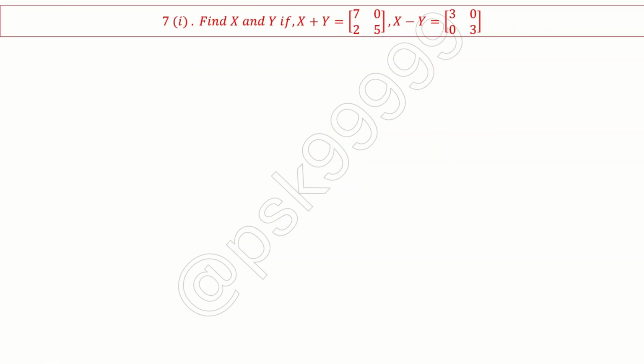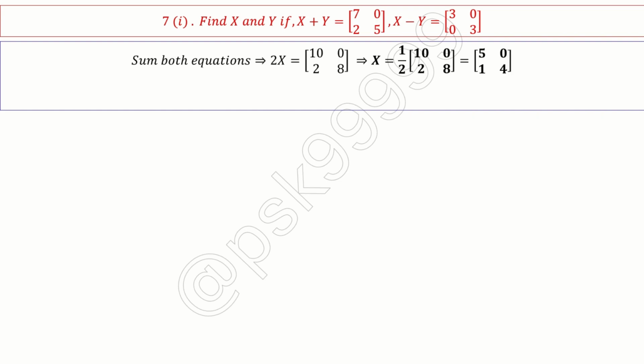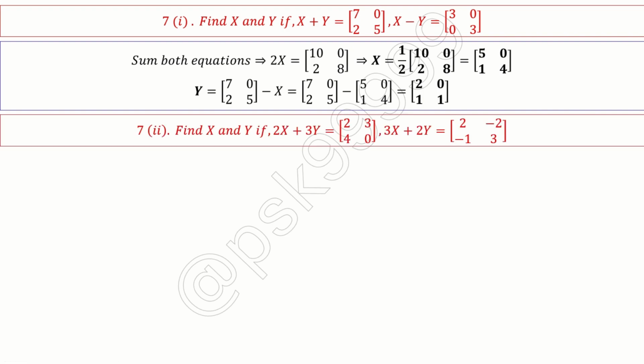Find x and y if x plus y and x minus y of the matrix are given. Okay, so this is almost similar to how you solve equations. If I add these two equations, I'll get 2x equal to the sum of these two matrices, correct? Which is nothing but 10, 0, 2, 8. Okay, now this is 2x. So my x is 1 by 2 times this matrix. So each element I am multiplying with 1 by 2, which is 5, 0, 1, 4. Okay, this is my x. So this is how you will solve equations of matrices. Once you know x, y is nothing but the sum minus x. So that's what I'm doing here. This is how I'll solve it.